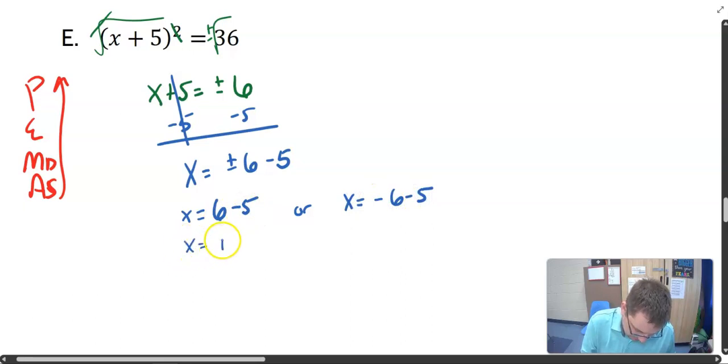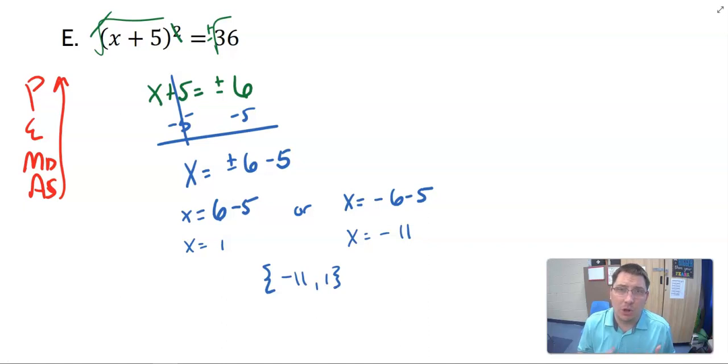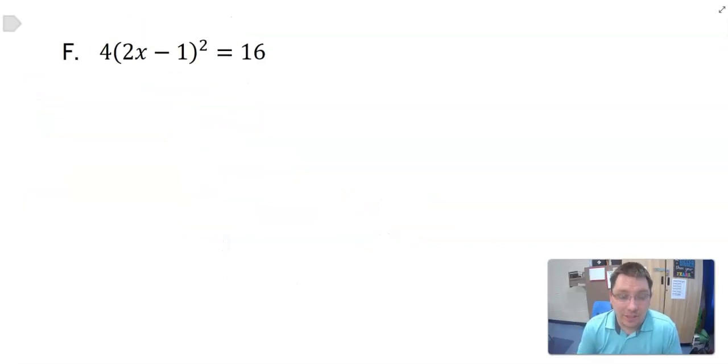Well, 6 minus 5 is 1. Negative 6 minus 5 is negative 11. And so our two answers are negative 11 or positive 1. So again, when we see it like this, we've got to pay attention to our order of operations as we solve each piece. All right, so let's look at example F.